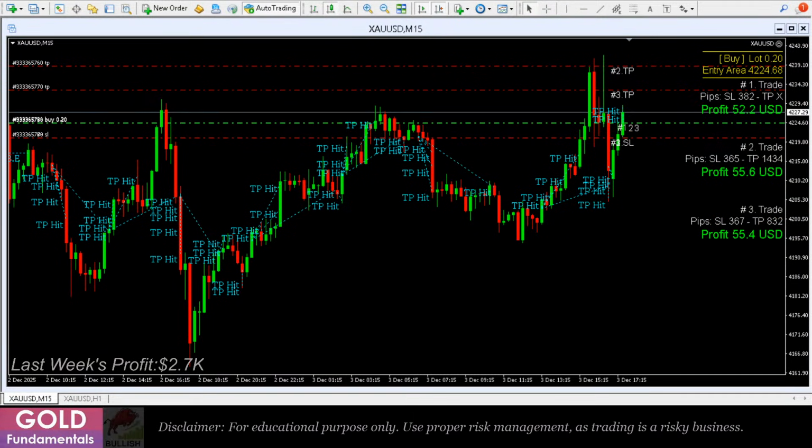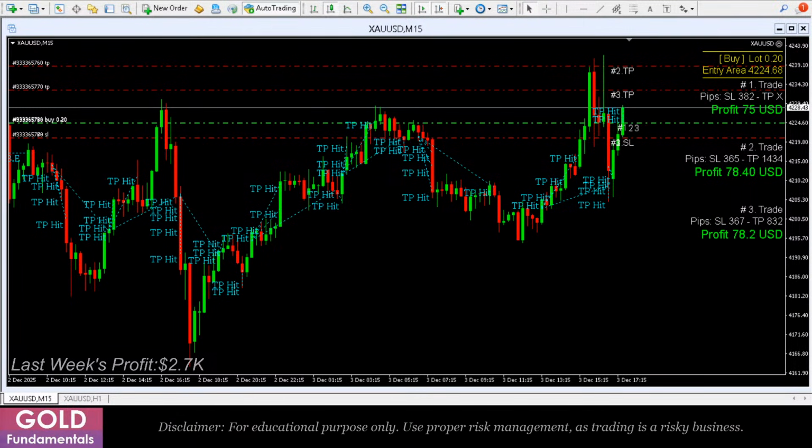Confirming a support level involves looking for repeated bounces off this price point and analyzing volume patterns, as higher volume at support levels can indicate stronger buying interest.